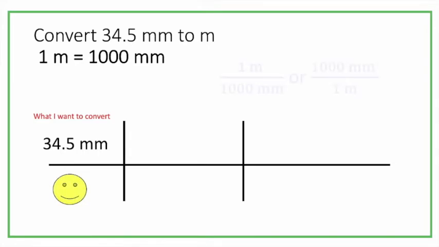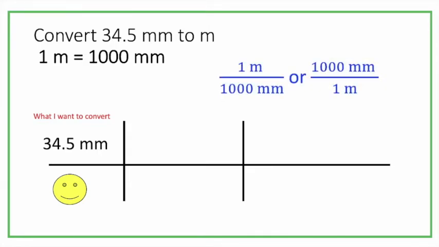And then the next thing we need to do is to take our conversion factor and convert it into a fraction that we can use to help cancel out our units. Now, there are two possible fractions we can get from this conversion factor. We have 1 meter divided by 1,000 millimeters. We could also have 1,000 millimeters divided by 1 meter. We're going to put one of these fractions in that second column. But we need to do this so that the units we are converting to are on the top and the units we are converting from are on the bottom.